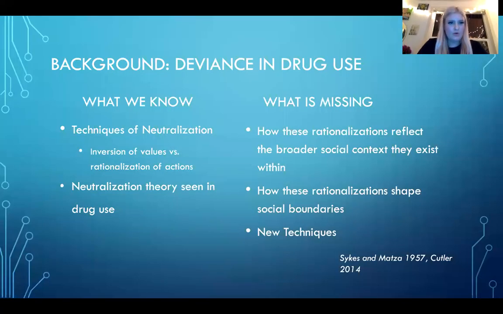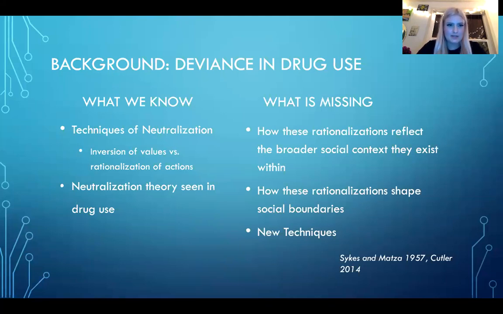So, the most important context that guided this research was understanding the main ways that individuals rationalize their behavior to the same social system that taught them it was deviant. And that starts with what Gresham Sykes and David Matza call neutralization techniques.